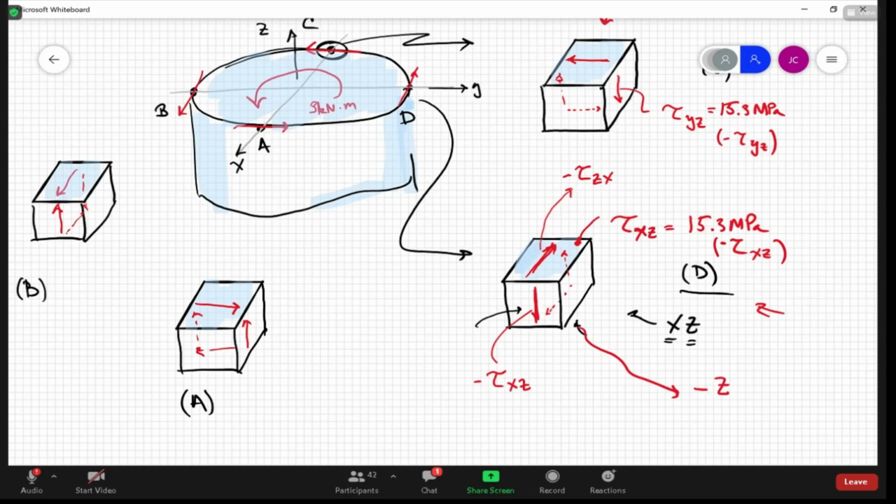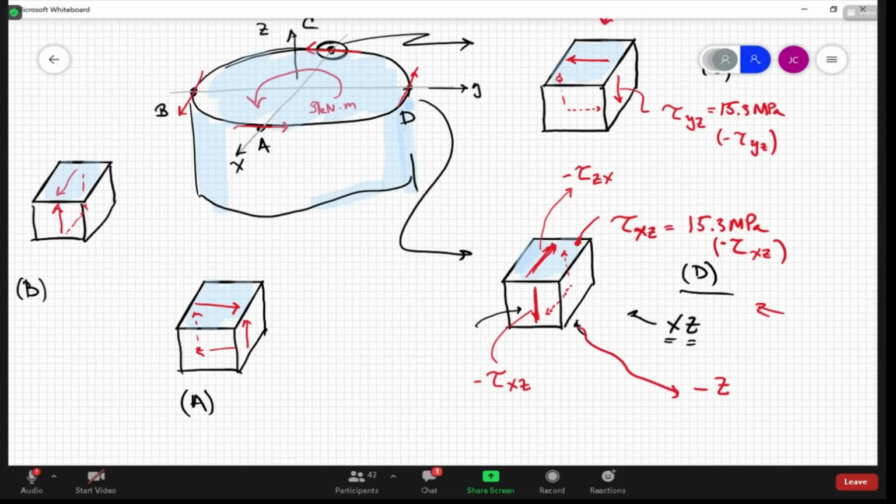The negative X direction. Everything flips. It's a negative face. So the positive ZX shear stress traction on a negative Z face has to act in the negative X direction. Well, here on this face, it actually acts in the positive X direction. So it is a negative shear stress, okay?